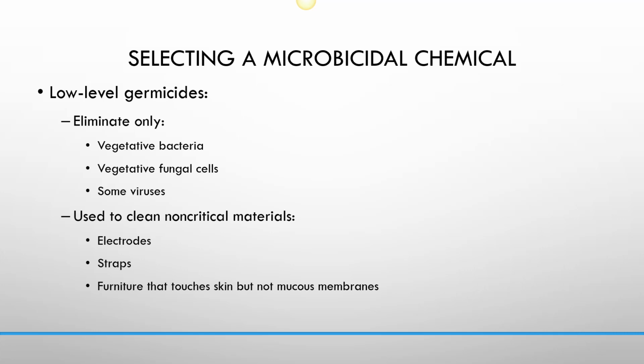And then low-level germicides eliminate only vegetative bacteria. Vegetative means that they're living, breathing, moving, ions are being exchanged, they're doing their normal life function. Vegetative fungal cells, and then some viruses. They're used to clean non-critical materials like electrodes, straps, and furniture that touches the skin but not mucous membranes, things that patients would touch in a hospital setting.